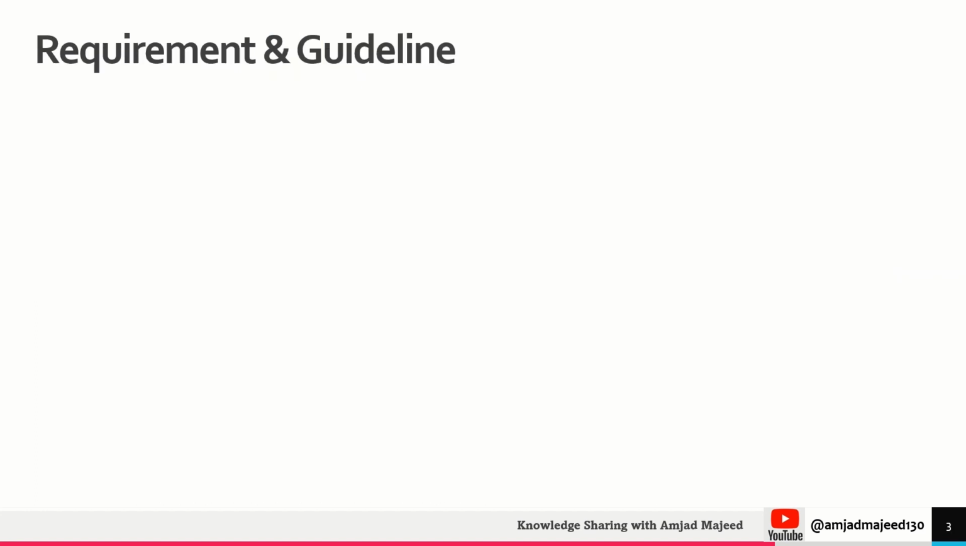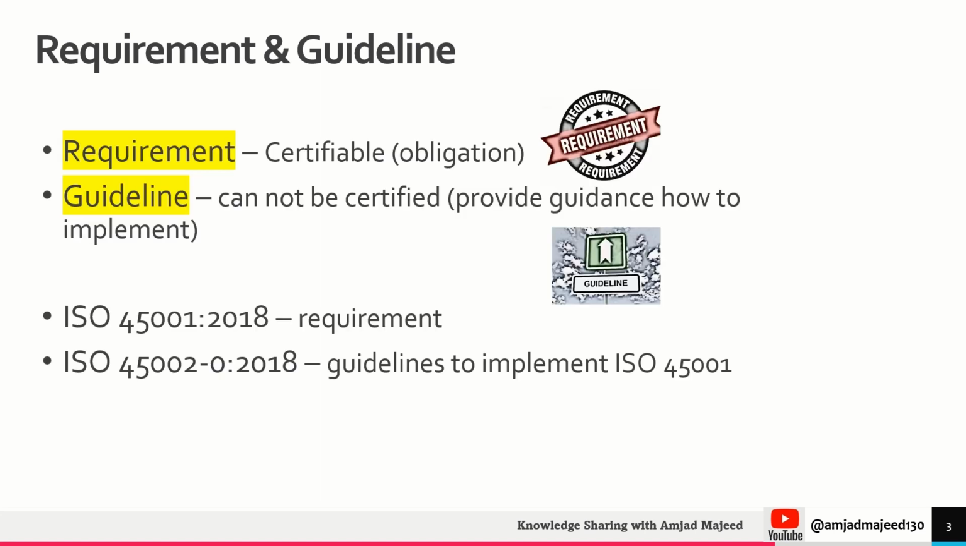Now you will see there are two things: one is the requirement, the other is the guideline. These two types of documents you might have seen if you like to read. Requirement, in ISO terms, means that if it is a requirement standard, it can be certified. For example, the ISO 45001:2018 standard is a requirement, so we can establish it, implement it, demonstrate compliance with it, and get certification for it.